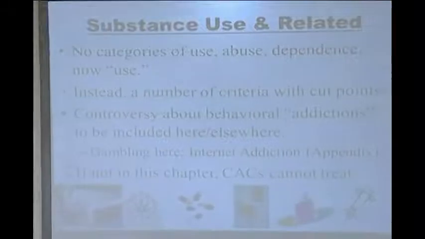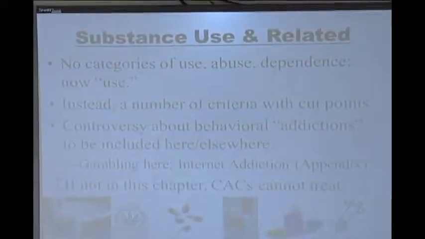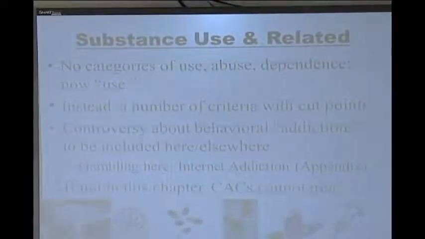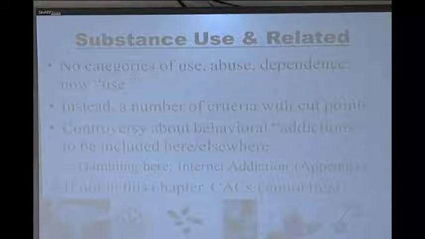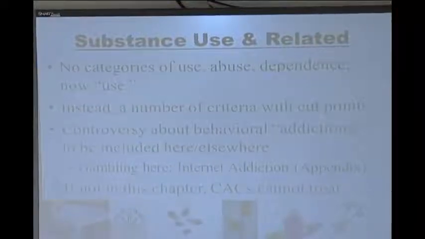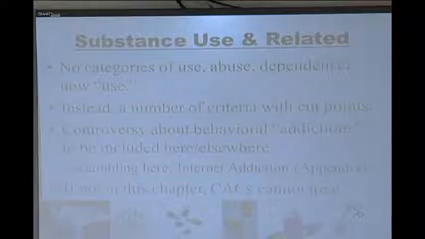So I will go over some of the changes in substance use fairly quickly, and then the major change, of course, is the addition of behavioral addictions to the category right now. In the past, we had three categories for each drug of abuse: use, abuse, and dependence. Some drugs could have dependence and some could not. So now we're going to take all of those away and have only use.